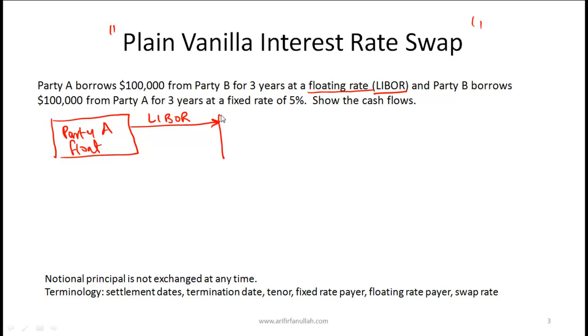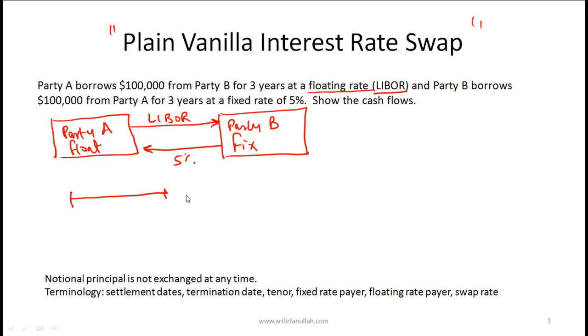Party B is represented by this box. So this is Party B, and we say that Party B borrows $100,000 from Party A for 3 years at a fixed rate of 5%. So that means Party B is the fixed rate payer, and Party B is making a fixed payment of 5%. Now we are making this very simple. Let's say that both these payments need to be made on a yearly basis.